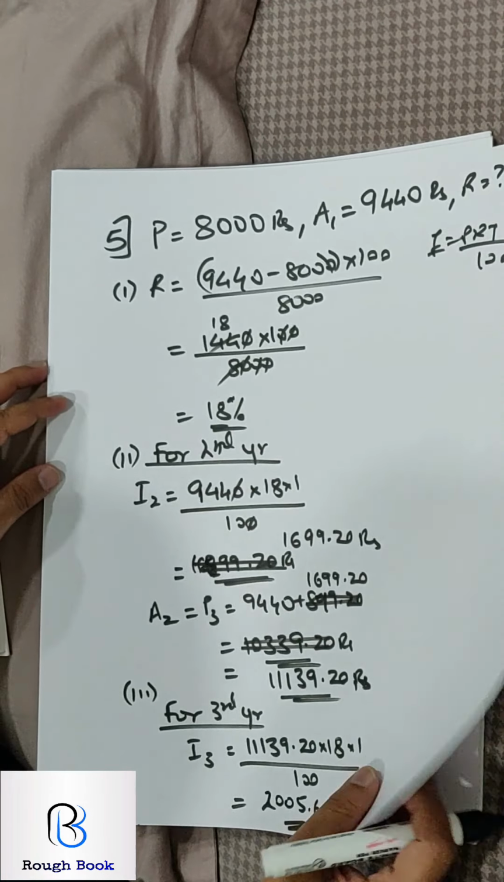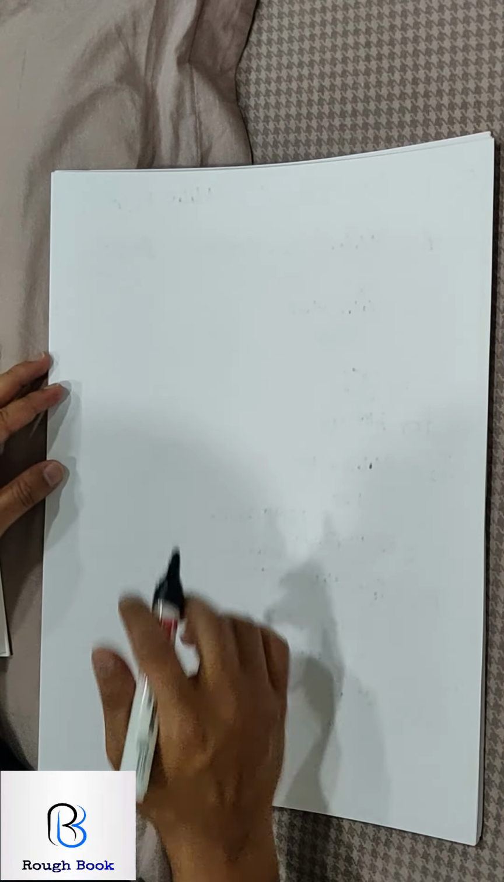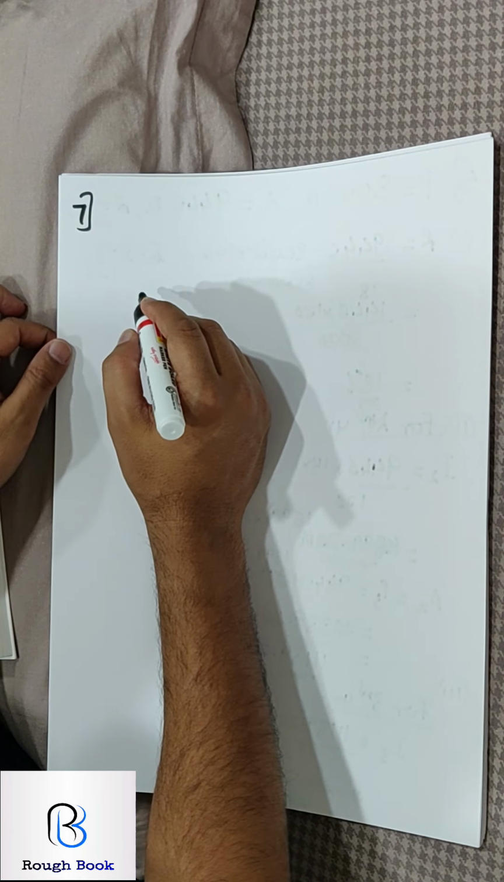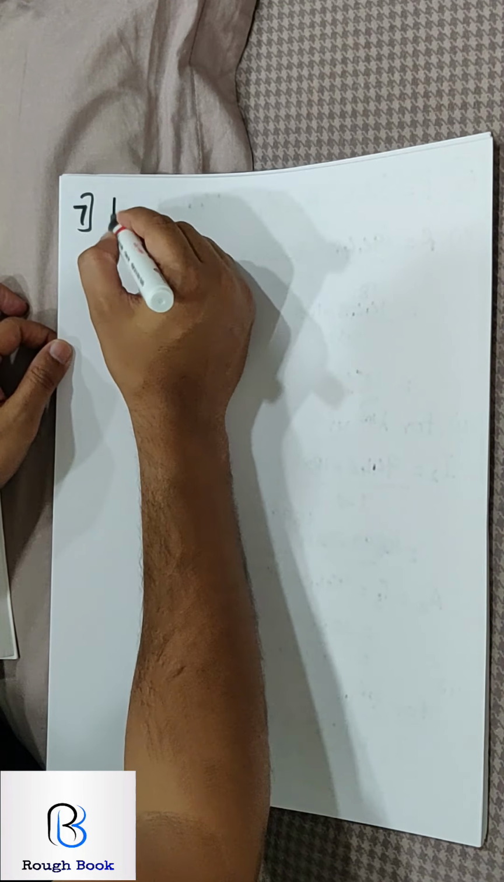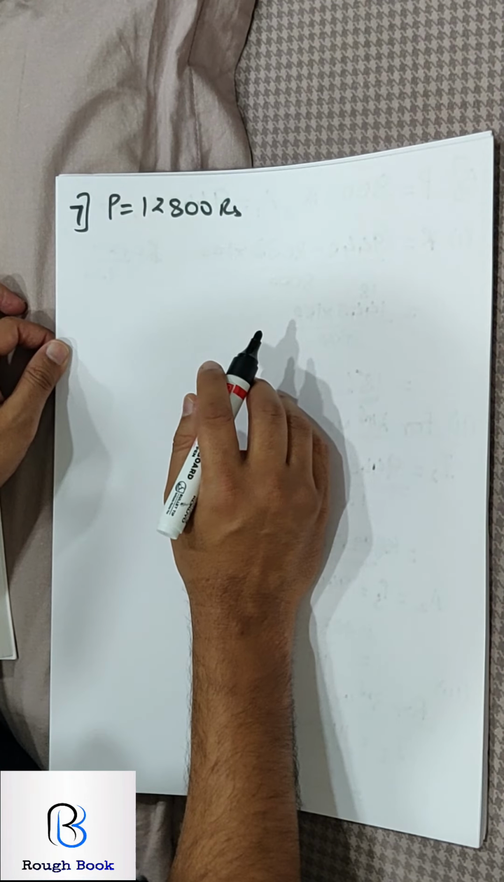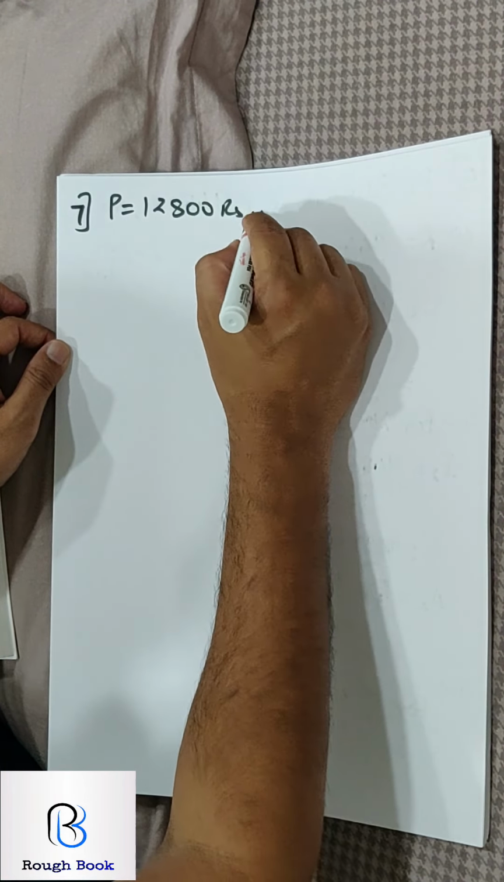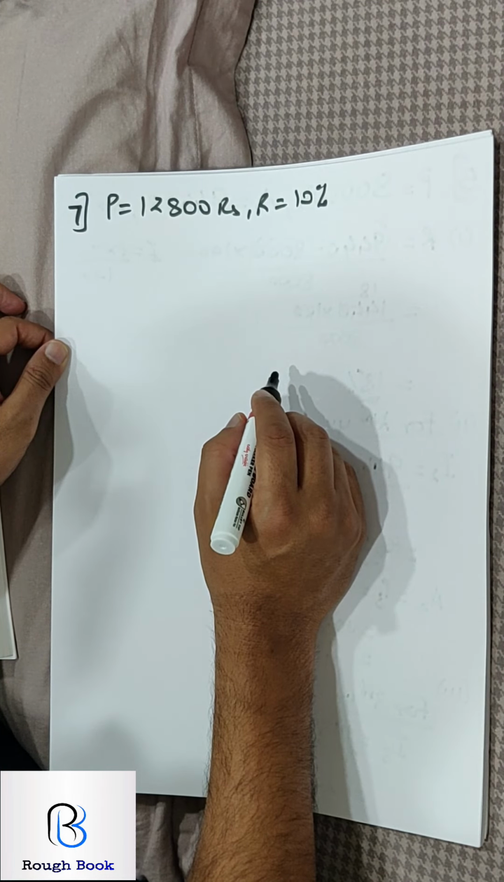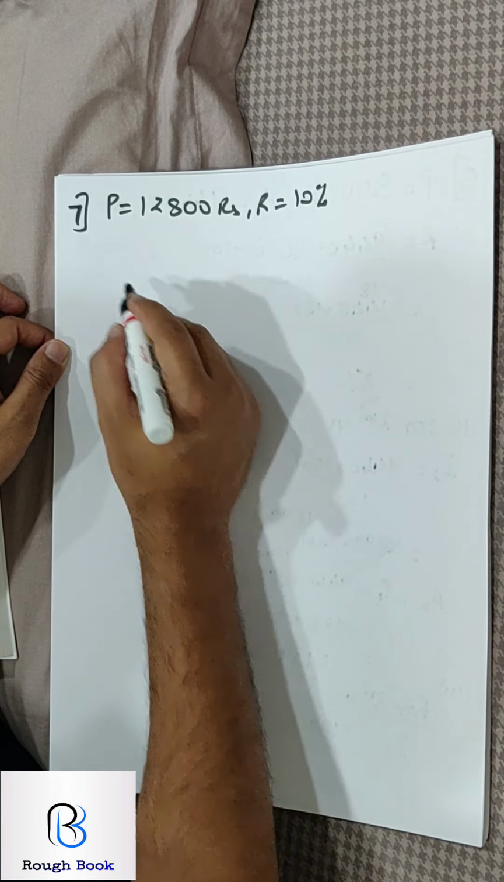Yeah. Once you are done, I want you to now try sum number 7. Let's go with complete concentration this time and get this sum straight. Ramesh invests 12,800 for 3 years. So principal 12,800 for 3 years at the rate of 10% per annum. Find the sum due to Ramesh at the end of first year.